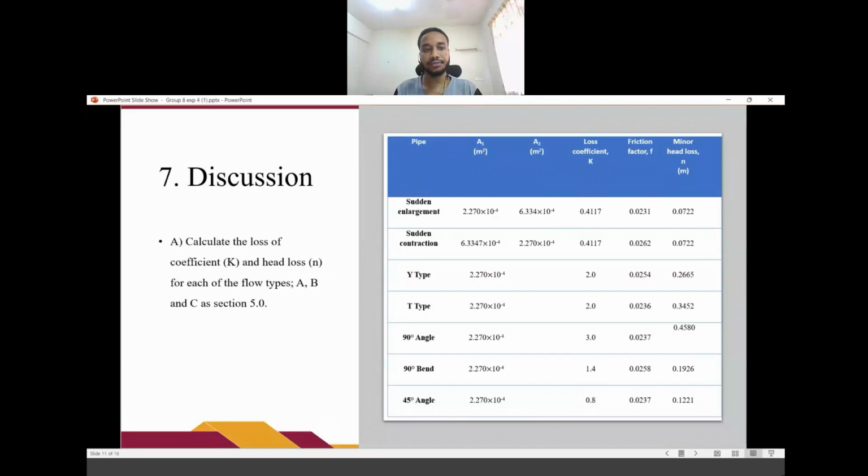In the discussion, as you can see in the table, we combined all the different types of pipes and calculated the loss coefficient and the head loss, minor head loss. For sudden enlargement, we calculated area 1, area 2, and then found the loss coefficient, minor head loss, friction factor, and we did the same for the rest.